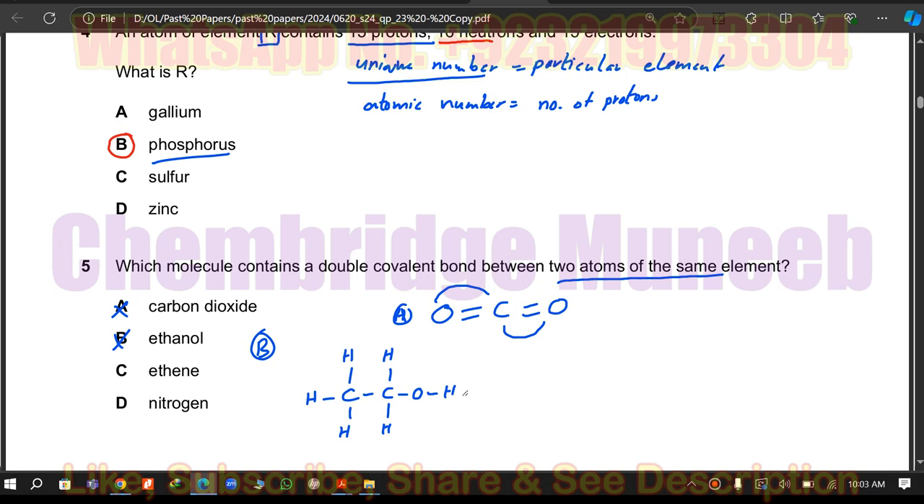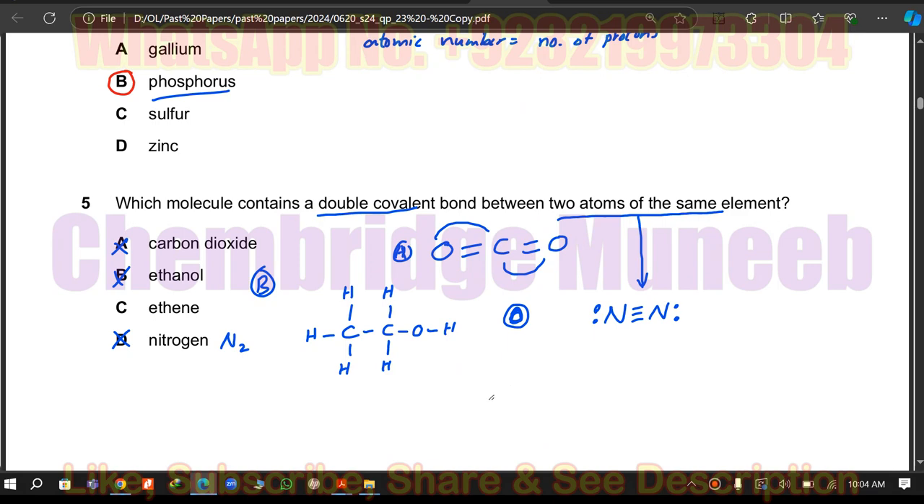If I draw the structure for nitrogen, nitrogen is basically considered as N2. So for N2 we should know that nitrogen is triply covalent bonded with another nitrogen atom here, and there is a lone pair on either side of the nitrogen. So we see that although there are two atoms of the same element here, the information is correct, but it is not a double covalent bond, instead it is a triple covalent bond. So D option becomes the wrong answer. Sorry, my mistake, it should be written D. Now we are left with only the C option.